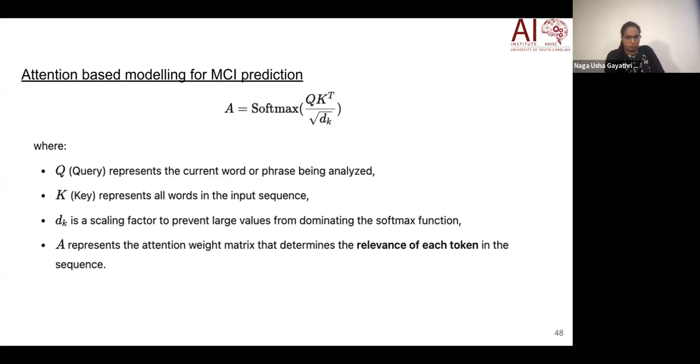And what is T? T is the transpose function here. And A represents the attention weight matrix. This mechanism enables the model to recognize all the features that we mentioned, like lexical, syntactic, and discourse-level indicators of cognitive decline.